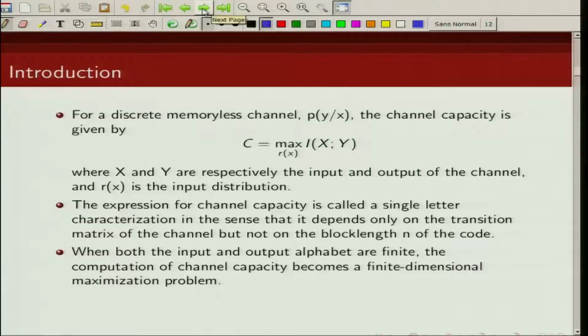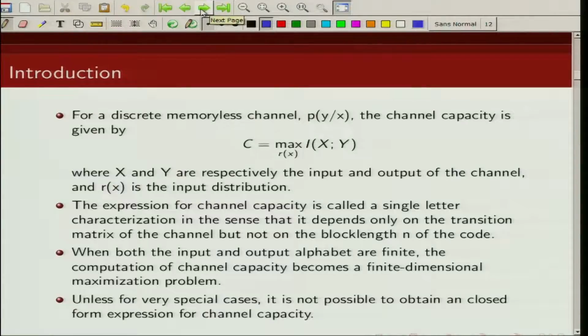And when the input alphabet size and the output alphabet size are finite, in that case the computation of this channel capacity is nothing but a finite dimensional maximization problem. Now we know that except for some simple specific cases, we do not have a closed form expression for channel capacity. So to compute channel capacity in general, we will have to resort to a numerical computation or something like that. Now the Blahut-Arimoto algorithm is an algorithm to iteratively compute the channel capacity and rate distortion function.